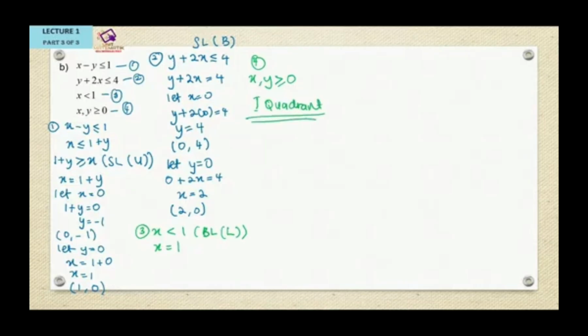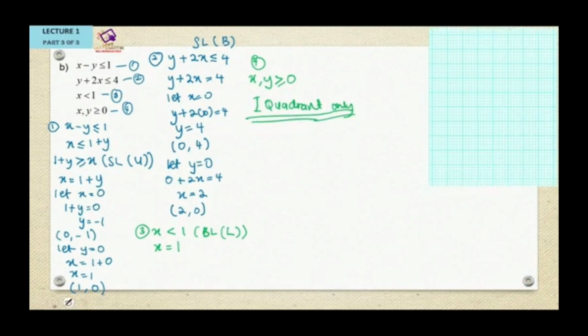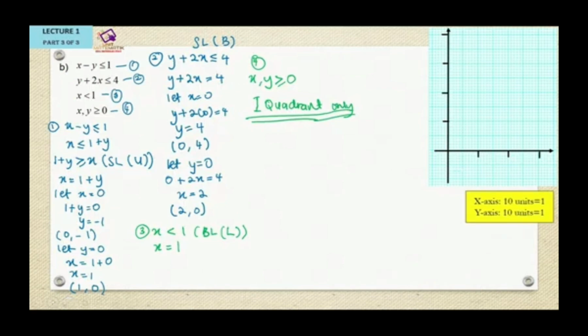Okay. The four inequalities show that the region you need to get should be in the first quadrant only. So now prepare your graph paper. Then we need to choose a reasonable scale. So what is the reasonable scale that we need to use?